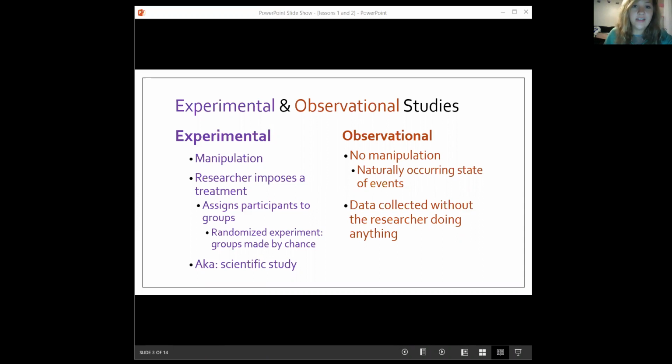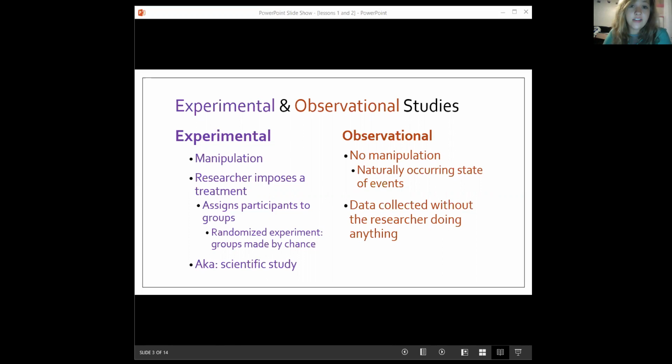So we also call it a scientific study because if you think of science, usually you're doing some sort of experiment there to change what's going on. And then usually we want to randomize these groups so that there's not a bias going on there. If the groups are randomized, then that's going to take away the possibility of a confounding variable, which we'll talk about next after we talk about observational studies a little bit.